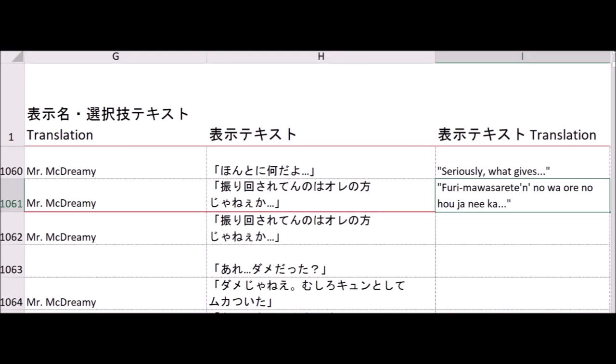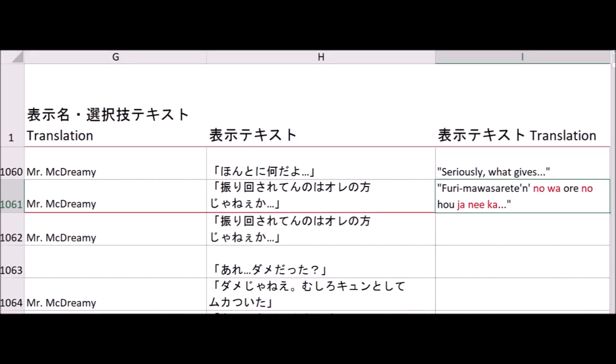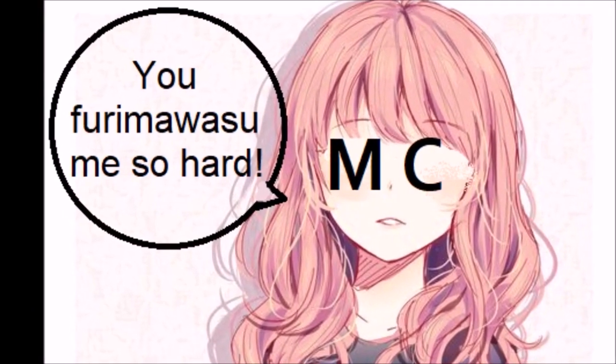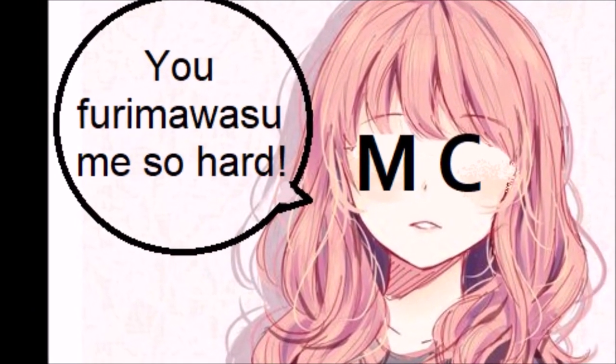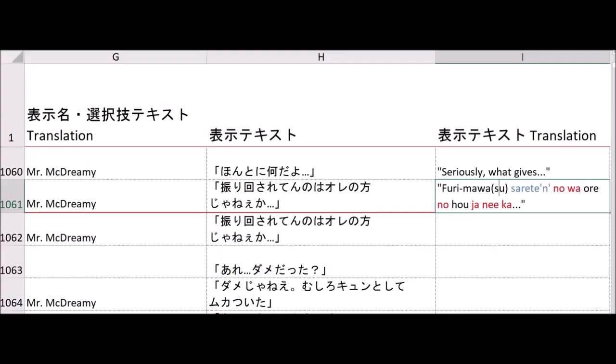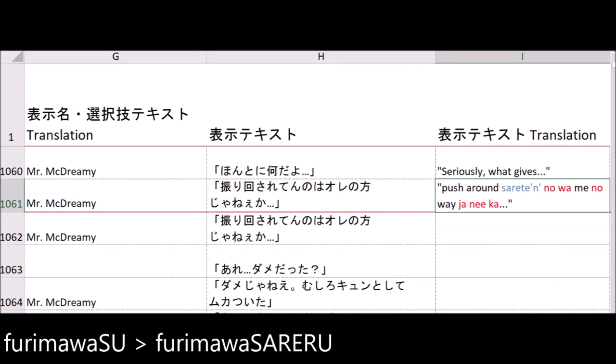Again, I'll make the particles and such red so we can translate the nouns, verbs, and adjectives first. First, let's break down the whole furimawasareten bit. The root verb is furimawasu. Sound familiar? It's the verb MC used earlier to describe what Mr. McDreamy does to her. Makes her nervous, insecure, swoons, spins her right round, baby, right round. If you change the su at the end of furimawasu to sareru, it becomes the passive form of the verb, furimawasareru, which means to be pushed around in circles emotionally instead of to push around in circles.